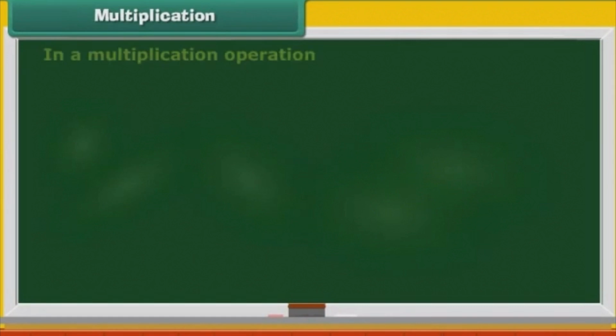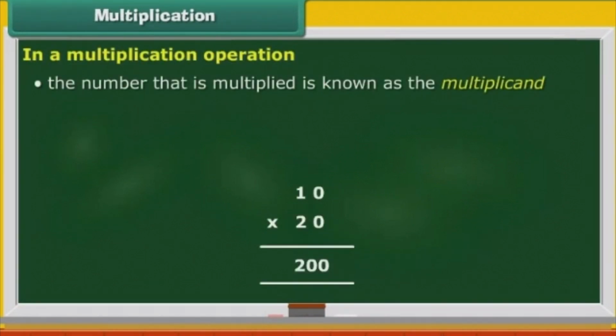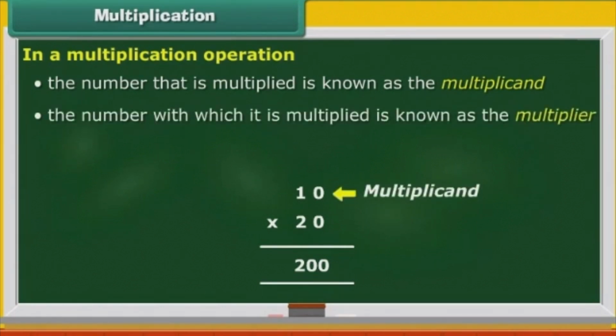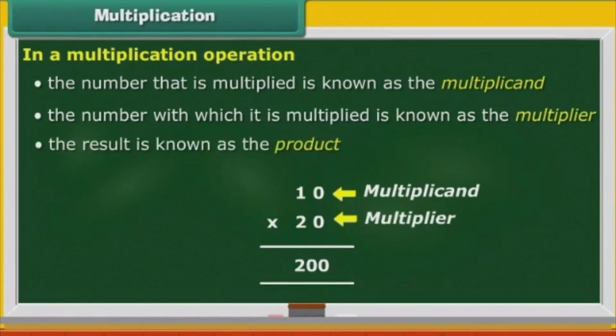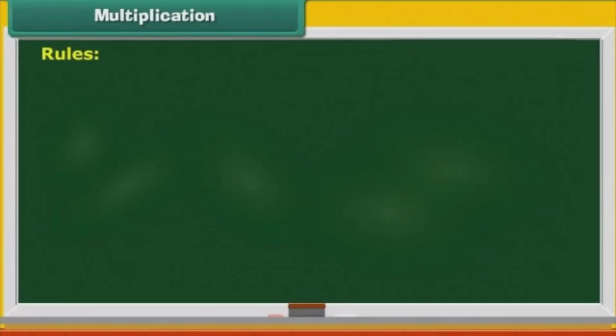Multiplication. In a multiplication operation, the number that is multiplied is known as the multiplicand. The number with which it is multiplied is known as the multiplier, and the result is known as the product. Let us look at some rules of multiplication.